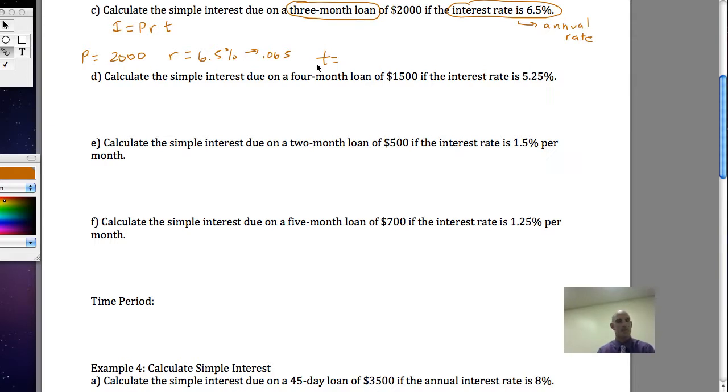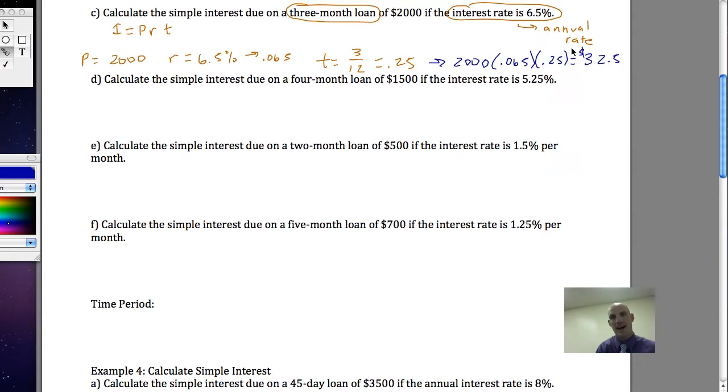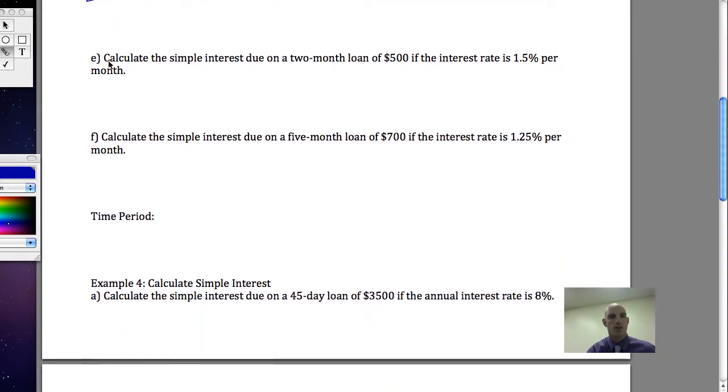Because the time is in months, but the rate is in years, the time is going to be a portion of a year. There are 12 months in a year, so it's 3 out of 12, so the time is 0.25 years because our rate is in years. When I plug this in, it's going to be 2,000 times 0.065 times 0.25, which is going to give me $32.50. That's what we would do if we had a loan in months and the rate was in terms of a year. So go ahead and try this one on your own. You can also try E on your own.